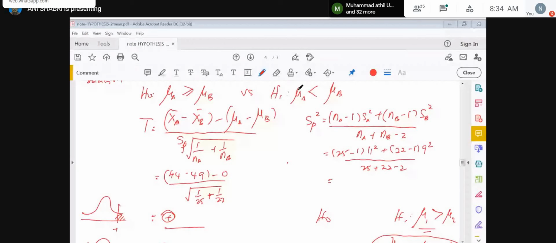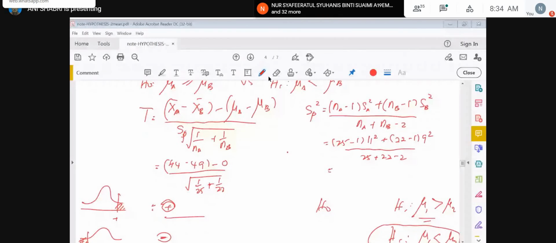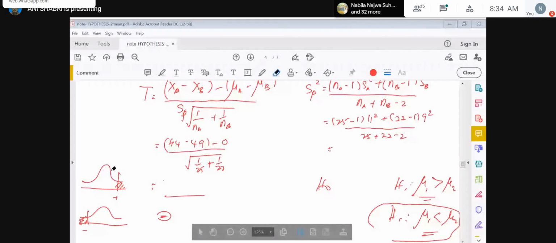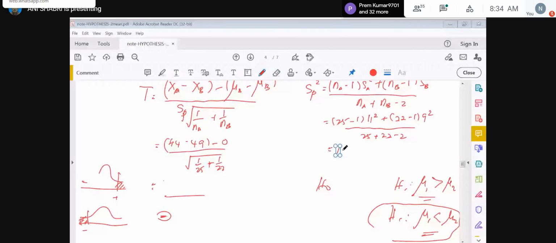Okay, cuba kira berapa nilai dia. Try calculate what is the value. Okay, kita ada kira 103.33. Okay, this one is SP power 2. What is the value? Try square root. What is the value SP?